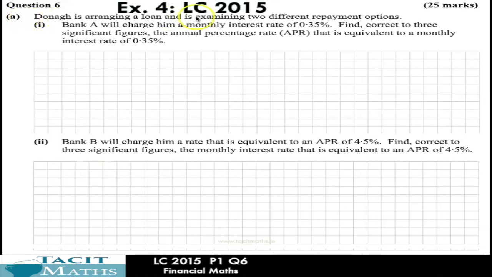Now, part A in this financial maths question is something that should be familiar to everybody, right? Converting from a monthly interest rate to an annual interest rate, or converting from an annual to a monthly interest rate. Okay, so you can see that's what's happening here. It's a routine question, usually comes up almost every year.